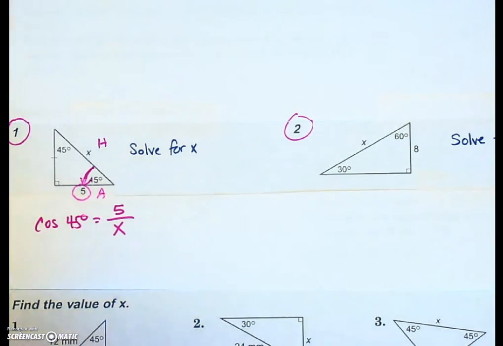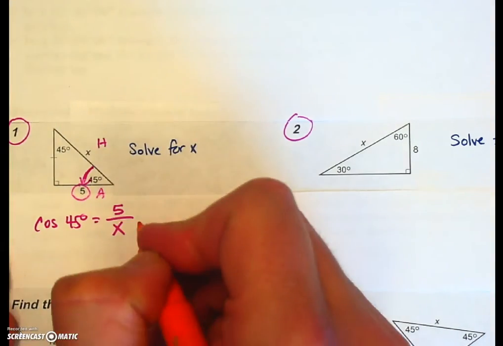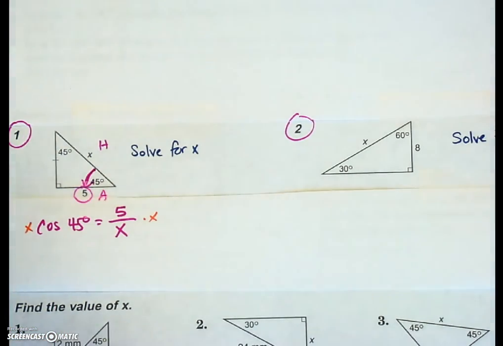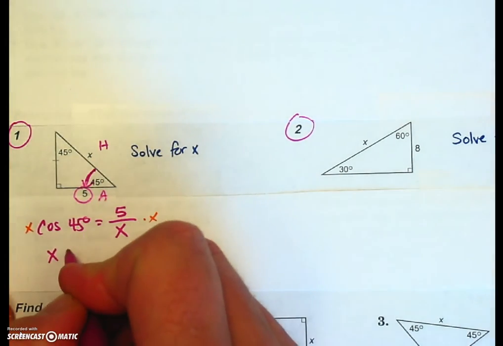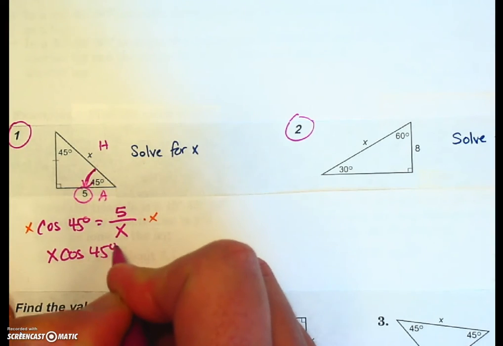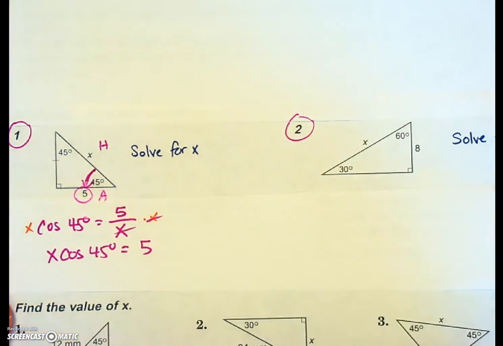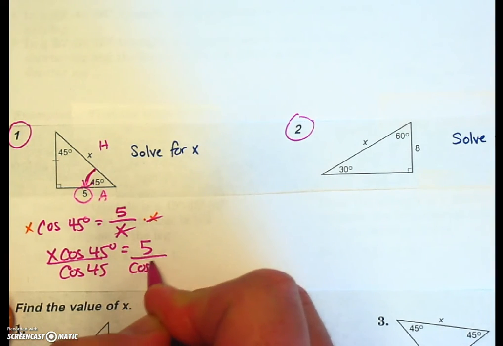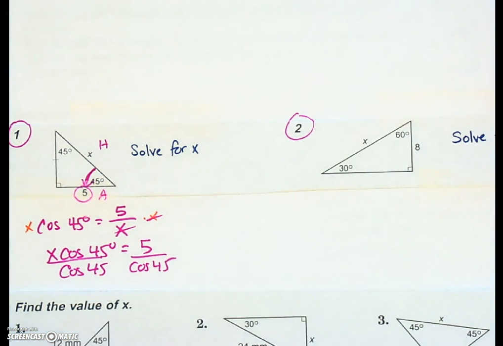And now I'm going to solve this for x. The way we do that, I'm going to multiply both sides by x. So I have x cosine 45 degrees equals 5, because the x's cancel there. And then I'll just divide both sides by the cosine of 45, which you can do in your calculator.